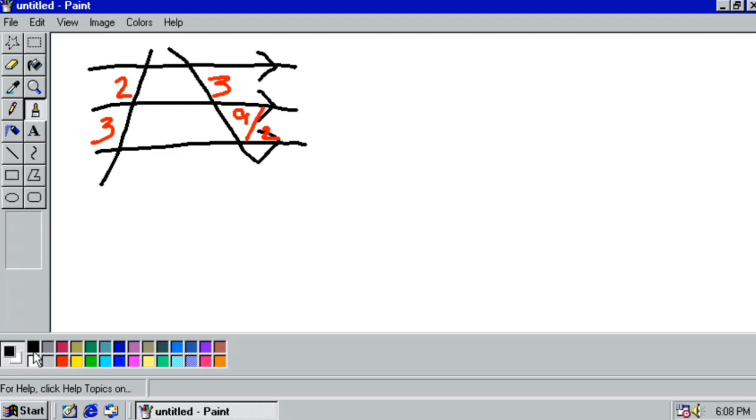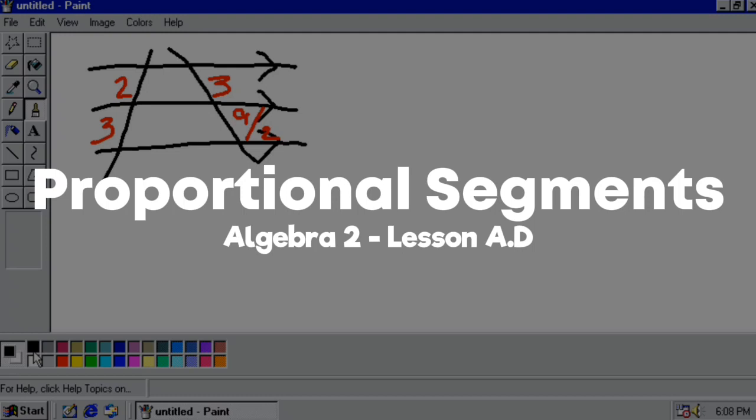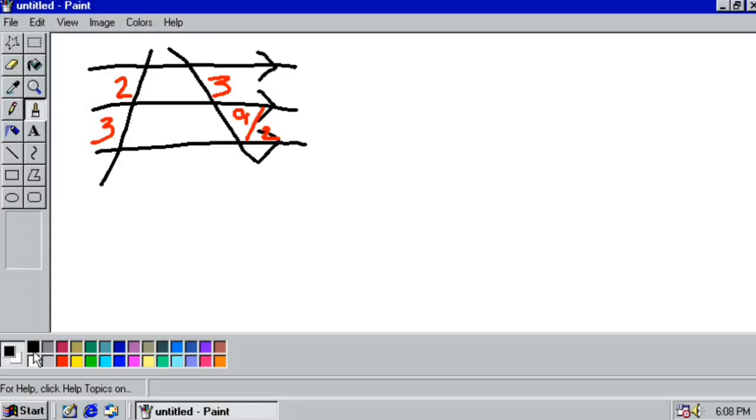In this video, we are gonna talk about proportional segments. So, when three or more parallel lines are cut by two transversals, the lengths of the corresponding segments of the transversals are proportional. This means that the lengths of the segments of one transversal are related to the lengths of the corresponding segments of the other transversal by a number called the scale factor.